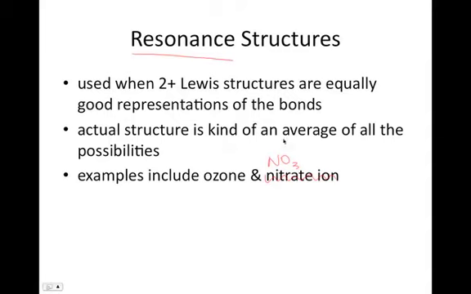The actual structure is kind of like an average, so we had the N, O, O, O, and it's kind of like, okay, they all definitely have at least something that's like a single bond, but then they kind of share this double bond. And so it's almost like a hybrid, but not quite. And examples, you have ozone and you've got the nitrate ion that all do this.